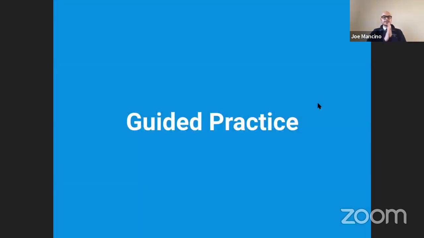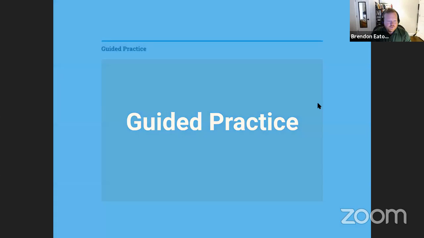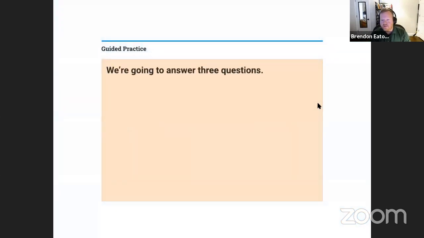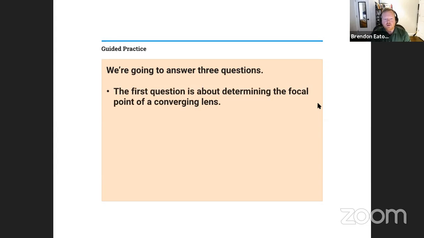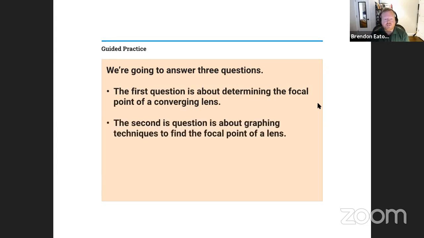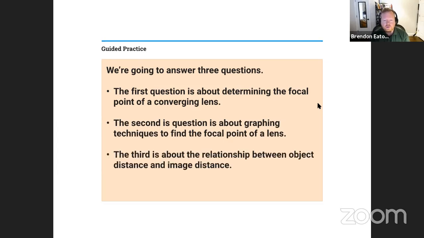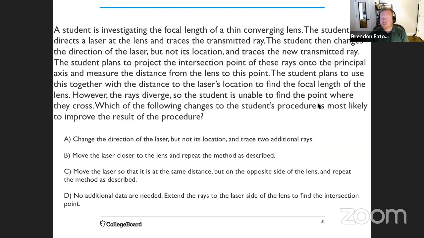Mr. Eden, take us through the practice. Sounds great. Okay, today we're going to try to answer 3 different questions. The first question that we have for you is determining the focal point of a converging lens. The second question addresses graphing techniques to find the focal point of a lens. And the third is about the relationship between object distance and image distance. So let's see our first question.